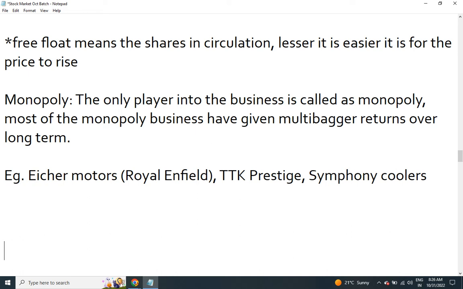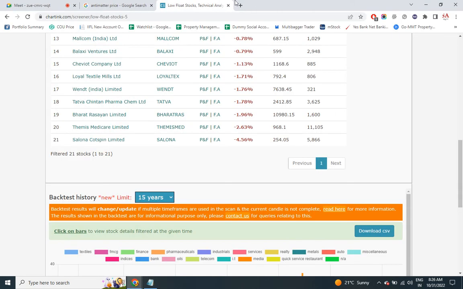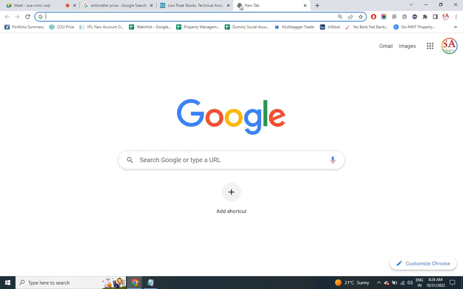So what are the three combinations that we want for any stock? Undervalued, monopoly, and free float has to be less. This is a perfect recipe for the stock to multiply your money over time. So let us quickly see the charts of Eicher Motors, TTK Prestige, Symphony Coolers, say Domino's Pizza. These are all monopoly businesses in their segment. So they are not good to buy now. That growth story is already over.